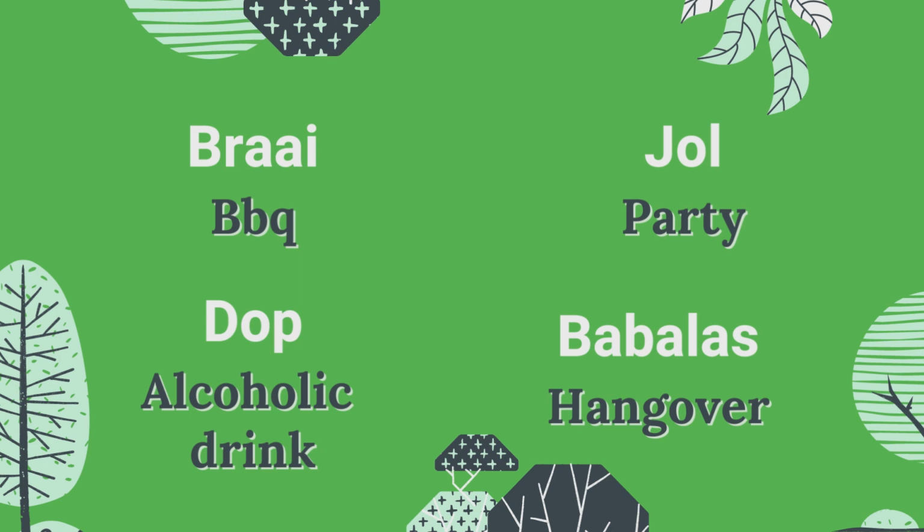Jol is an umbrella term for having a good time or a party. In some parts of the country, it can also mean to date someone. Basically, when you say we're going to have a jol, it means we're going to have a ball. We're going to have a great time.